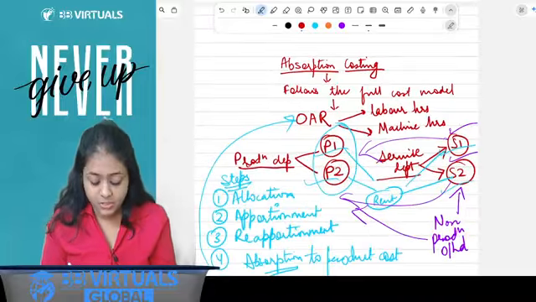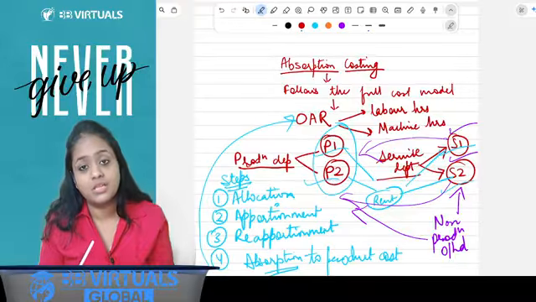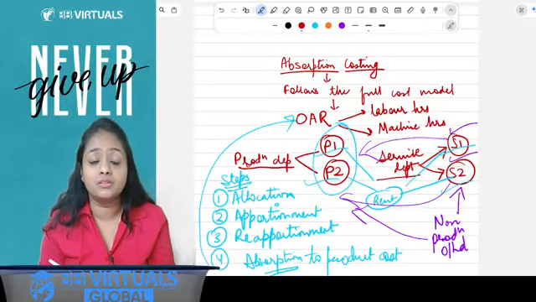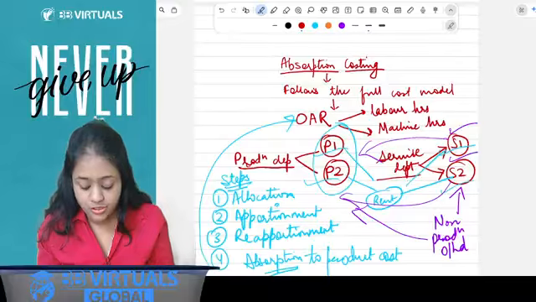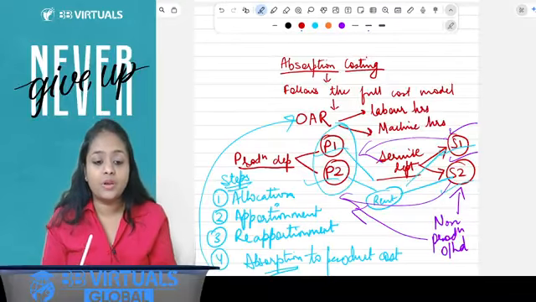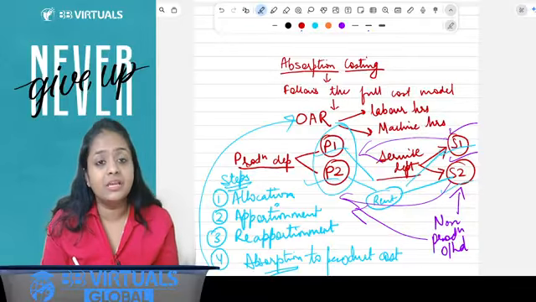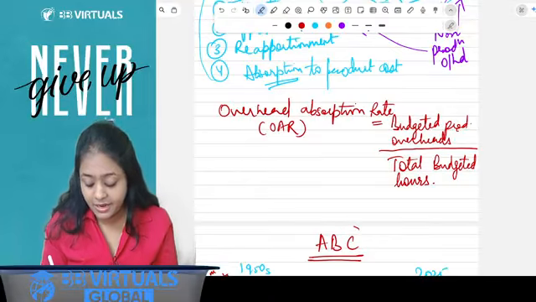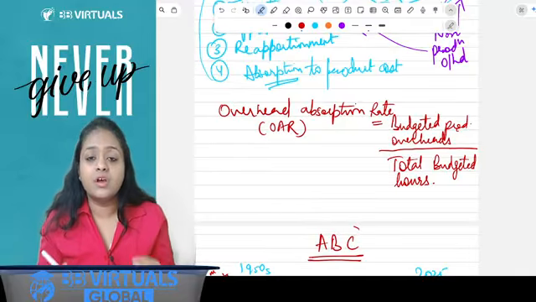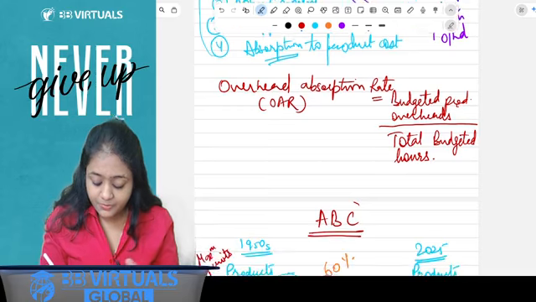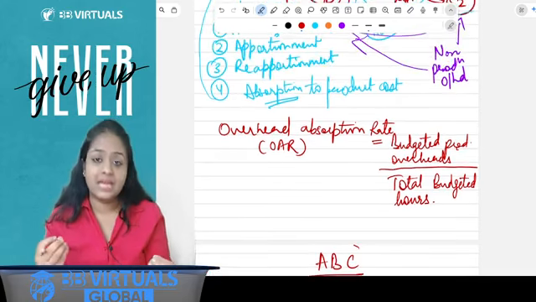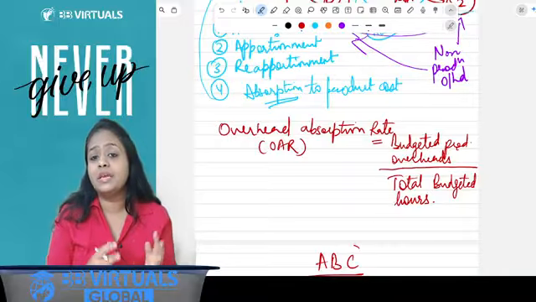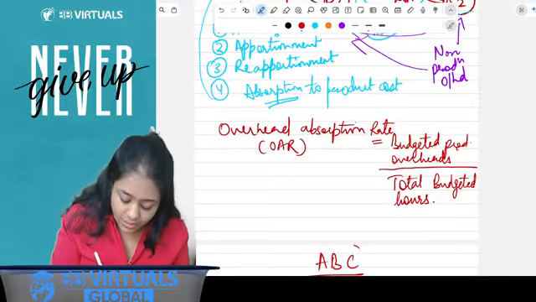So quickly, absorption costing follows the full cost model, and that says that the full cost should be absorbed in the product cost. In fact, ABC costing also follows the full cost model only. Now here we calculate the overhead absorption rate, as budgeted production overheads divided by total production hours. Now these budgeted hours can be machine hours, labor hours, or any other activity levels, and sometimes we even calculate with direct material cost as well. So depending upon the entity's policy, we calculate the overhead absorption rate.